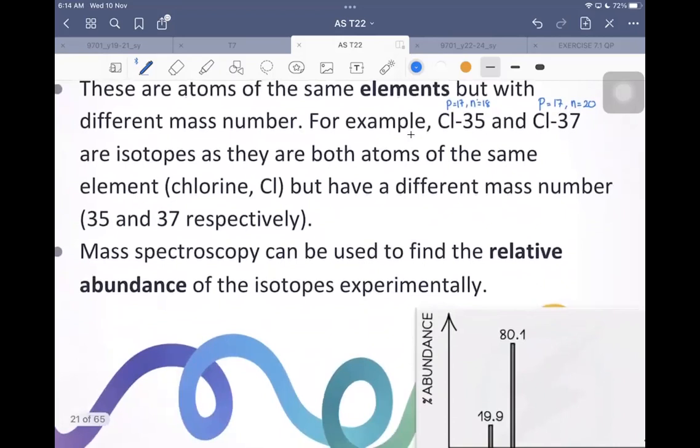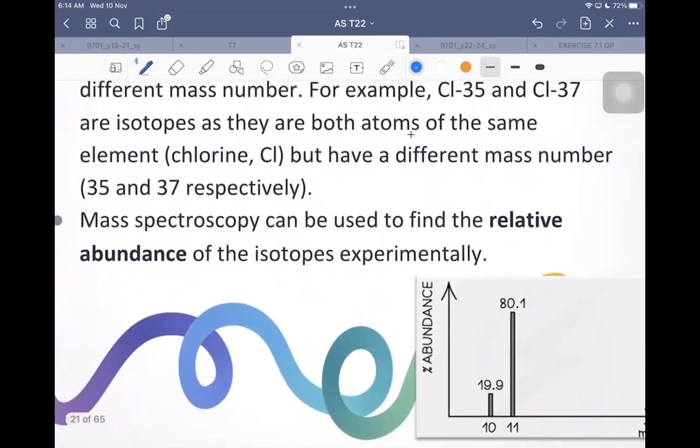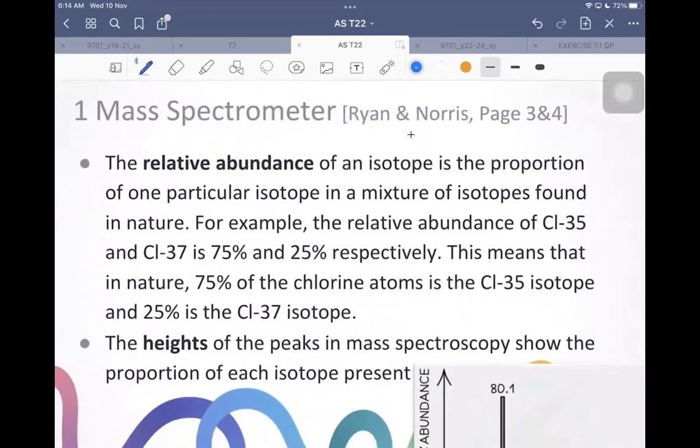So mass spectrometry can be used to find the relative abundance of these isotopes experimentally. The relative abundance of an isotope is the proportion of one particular isotope in a mixture of isotopes found in nature. For example, say I pick out at random 100 atoms of chlorine, Cl. I'm talking about the atoms here, I'm not talking about the molecules. In 100 units of my chlorine atom here, 75 of them would be chlorine 35 and 25 of them would be chlorine 37. That's relative abundance, just like the number.